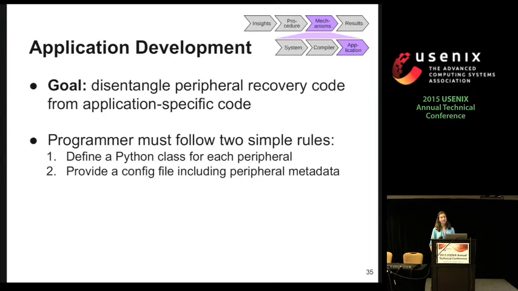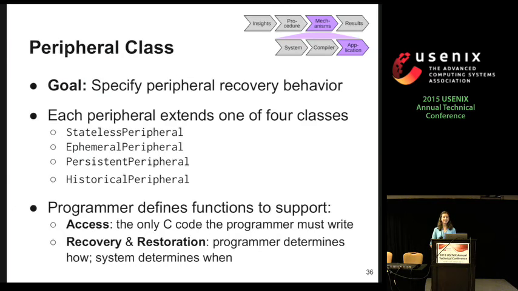Phoenix is designed to disentangle the peripheral recovery code from the application code as much as possible so that the application developer can write most of their code without having to worry about fault tolerance at all. But they do have to follow a couple of simple rules to make their application compatible with Phoenix. The most important one is that they need to define all of the peripherals within a class, which extends one of 4 Python superclasses that mirror the taxonomy I presented earlier. And within this, they need to define for us a recover function, which tells us how we should recover this particular peripheral if it fails.